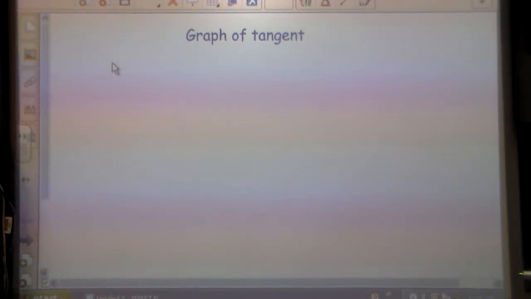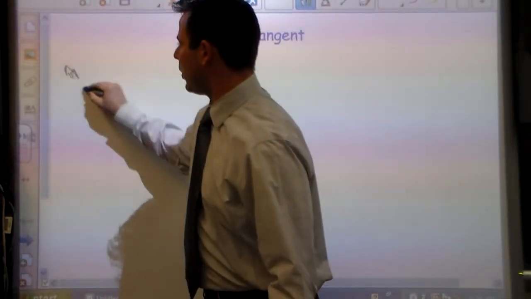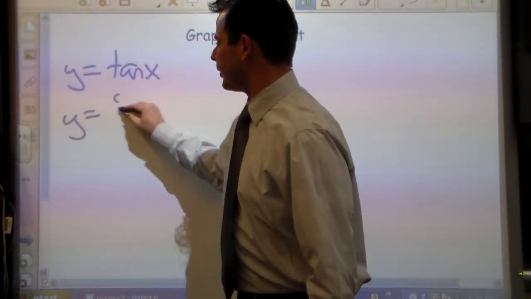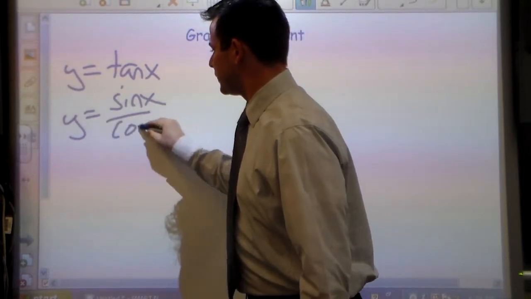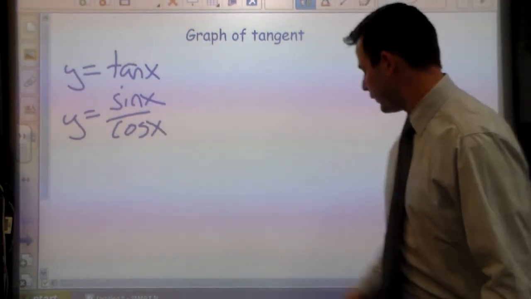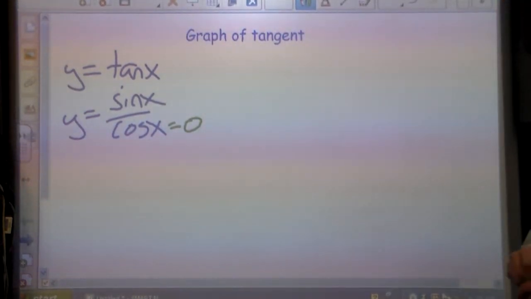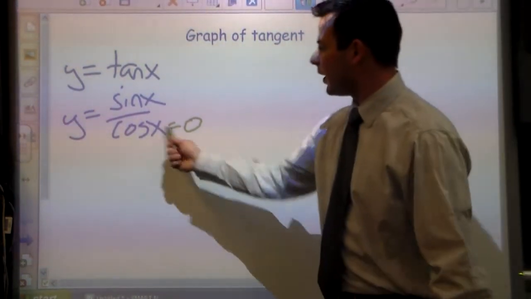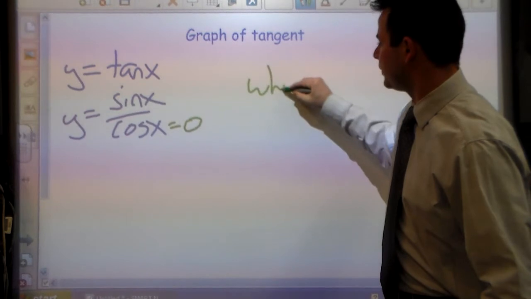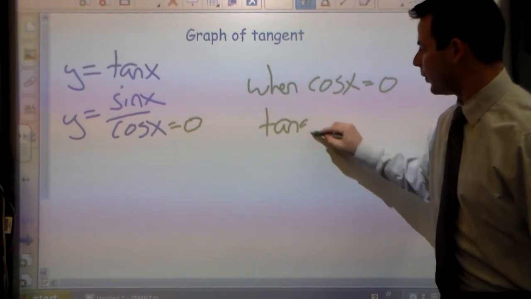So let's take a look at what the graph of tangent will look like. But in order to introduce the look of the graph of tangent, let's just recall that tangent can be expressed as sine over cosine. Since the graph of tangent can be expressed as the graph of sine divided by cosine, we have a cosine in the denominator here. So what we're going to see is, where's cosine 0? When the denominator of the fraction is 0, then the fraction is undefined. So when cosine equals 0, tangent will have vertical asymptotes.